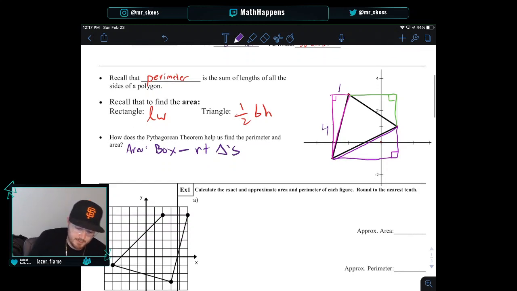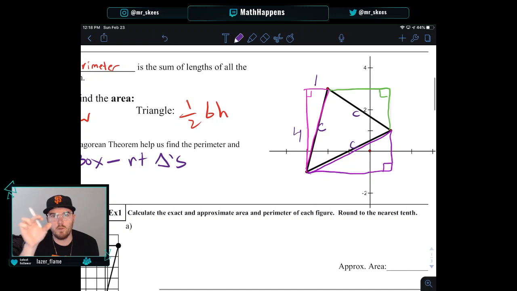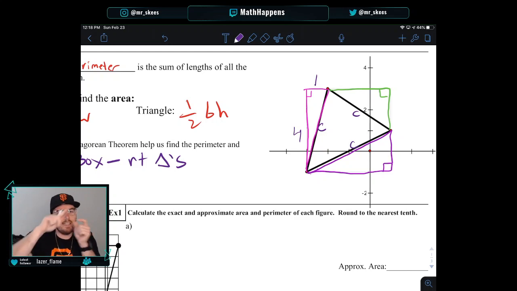And then when it comes to perimeter, look at this. This is the hypotenuse, I'm going to call it C over and over, of each of those right triangles. A squared plus B squared equals C squared. We can calculate the hypotenuse of all 3 and then just add them all up.